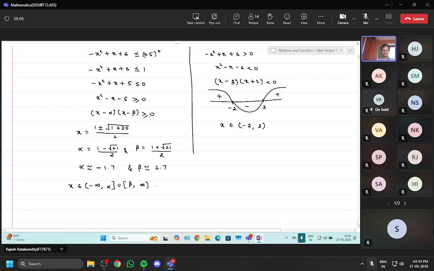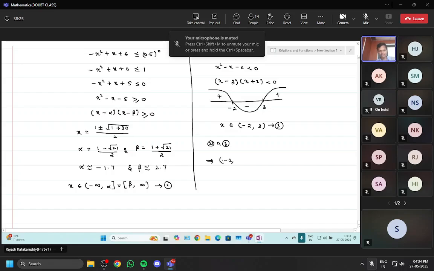So maybe I am finding D1 here. I am not done yet. First I am doing intersection between the two sets. I will get D1 here. This implies, listen, it is starting from minus 2, right? So I am taking minus 2 till alpha value, which is minus 1.7. After minus 2 only we will reach alpha. So this will be equal to minus 2 to 1 minus root 21 by 2 closed bracket, union, right?